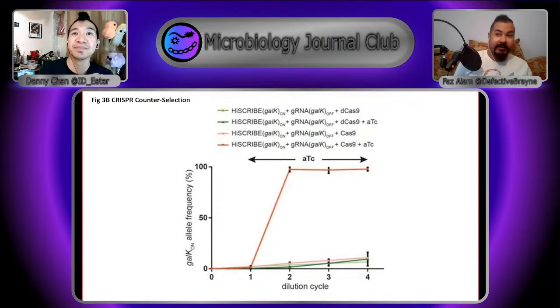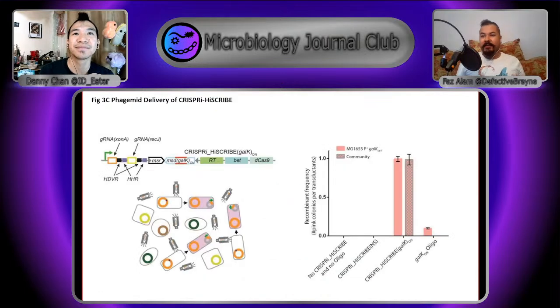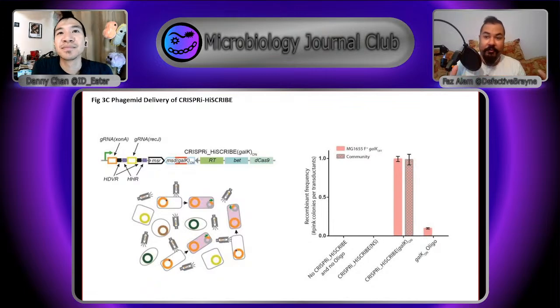And now we've got phage-mid delivery of CRISPR. So they've managed to pack these constructs all into a phage, and that's interesting because then you can just put it into a community. Usually you have to use a pure culture, but they have this idea of adding it to a mixed community of bacteria, and some of them will be susceptible to this phage and will take up the gene.